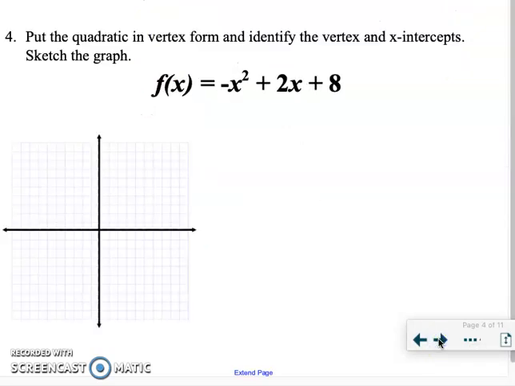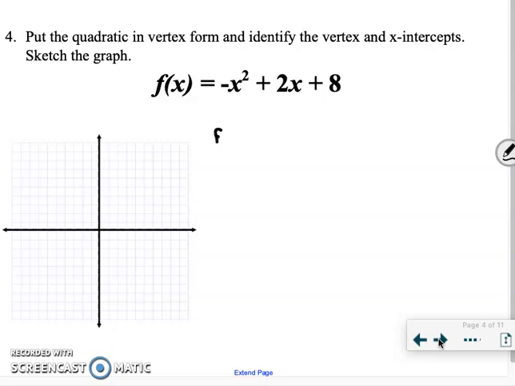So next up, number 4, we want to put the quadratic in vertex form and identify the vertex and x-intercepts. So this was like number 1 on your quiz for 2.1 through 2.3. Some of us are going to want to pay very, very close attention to this material here. We're talking now about completing the square and getting out of the standard form and getting into vertex form.